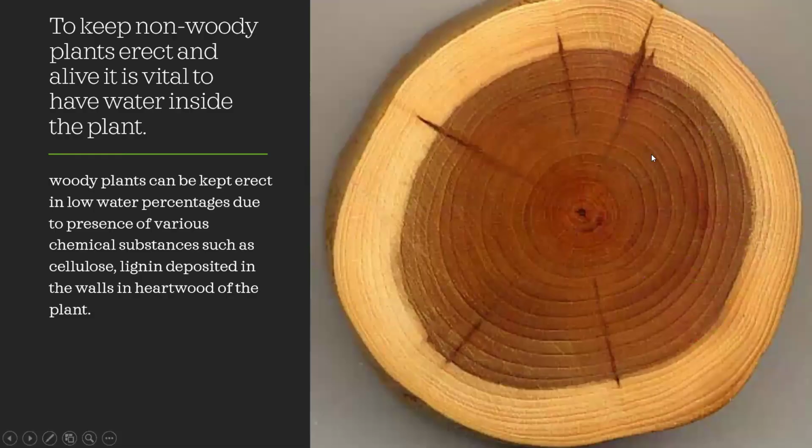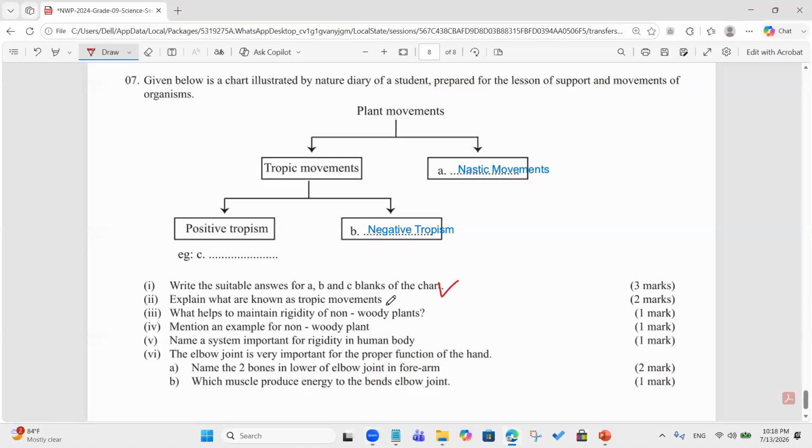But woody plants have a woody stem, right? Hard wood is there, which is made of cellulose and lignin deposited. So the answer for this one is, what's the answer? That is water. Mention an example for a non-woody plant. You can write balsam or any other plant. If you have a different answer, let me know.